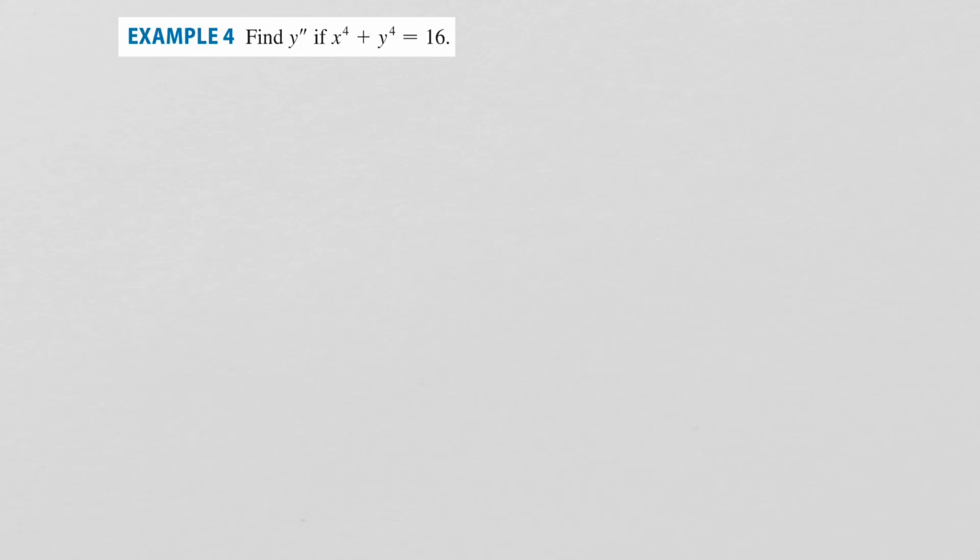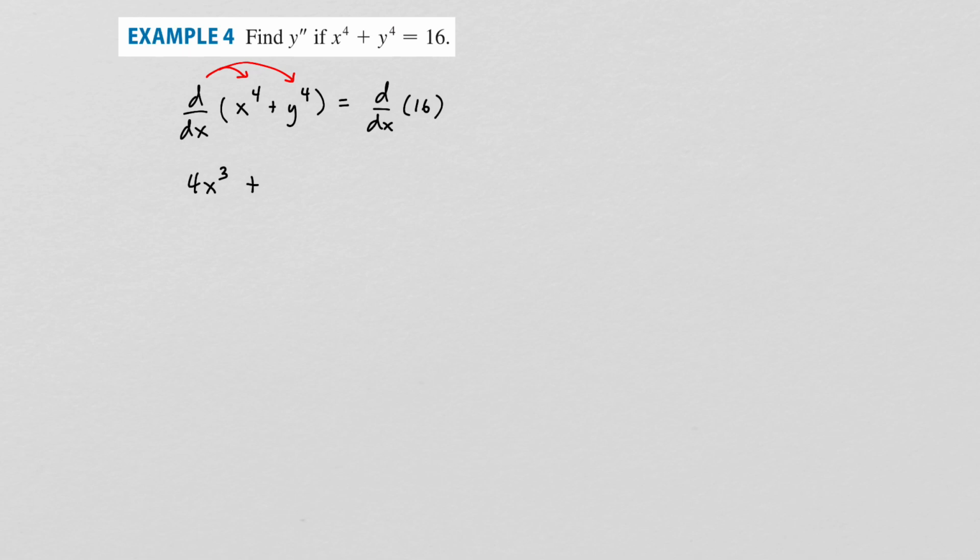In our final example, let's talk about how to find the second derivative by implicit differentiation. So we'll start the same way. We're going to just take the derivative with respect to x of the left-hand side of the equation, and that needs to be equal to the derivative with respect to x of the right-hand side. Now here we're going to apply this derivative to each one. So the derivative of x to the fourth is 4x cubed, plus the derivative of y to the fourth is 4y cubed, and then times dy dx. And this, of course, is equal to the derivative of 16, which is 0.